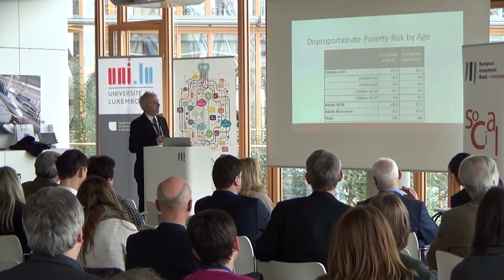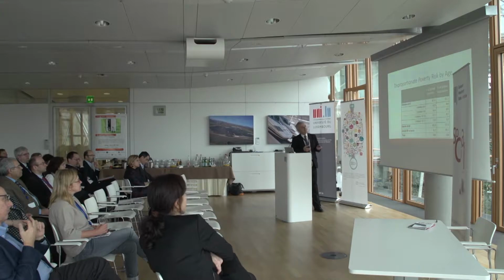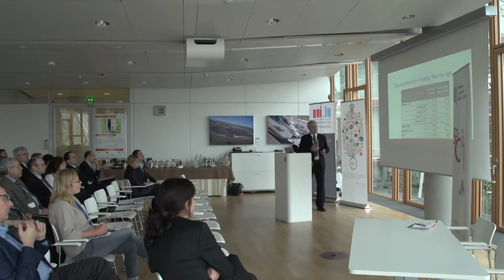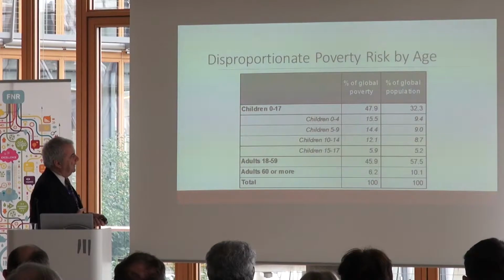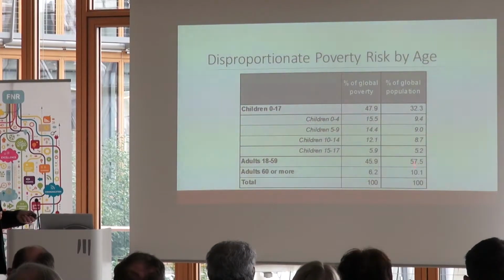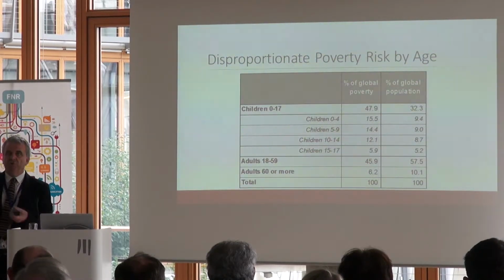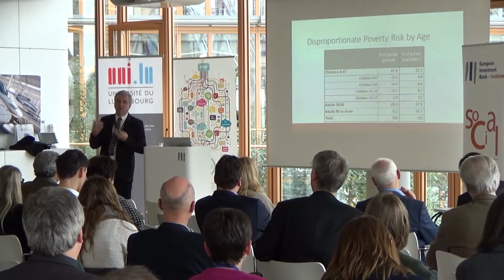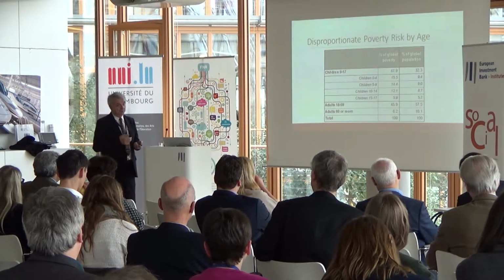But look, while just under a third of the population are children, almost half of poverty is child poverty. Again, we see big differences in ratio for the younger children and smaller ratios for the older children. Adults are more than half of the population, but less than half of the poor. So children bear a disproportionate weight of poverty using this lowest level of poverty line in the world.